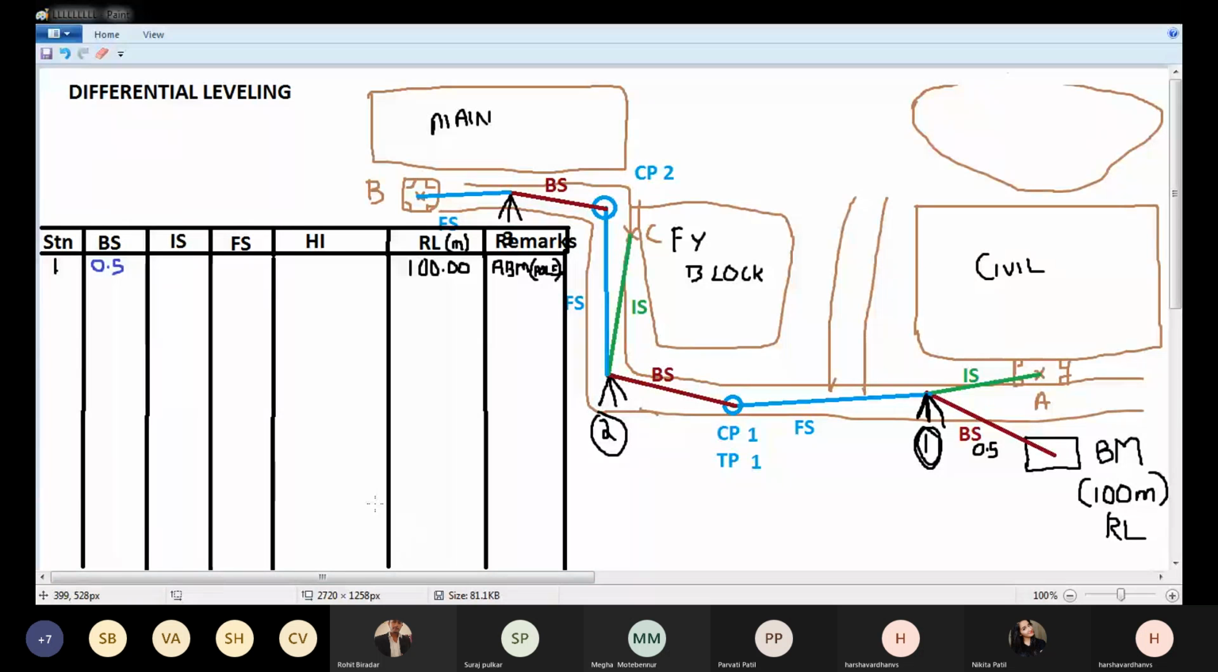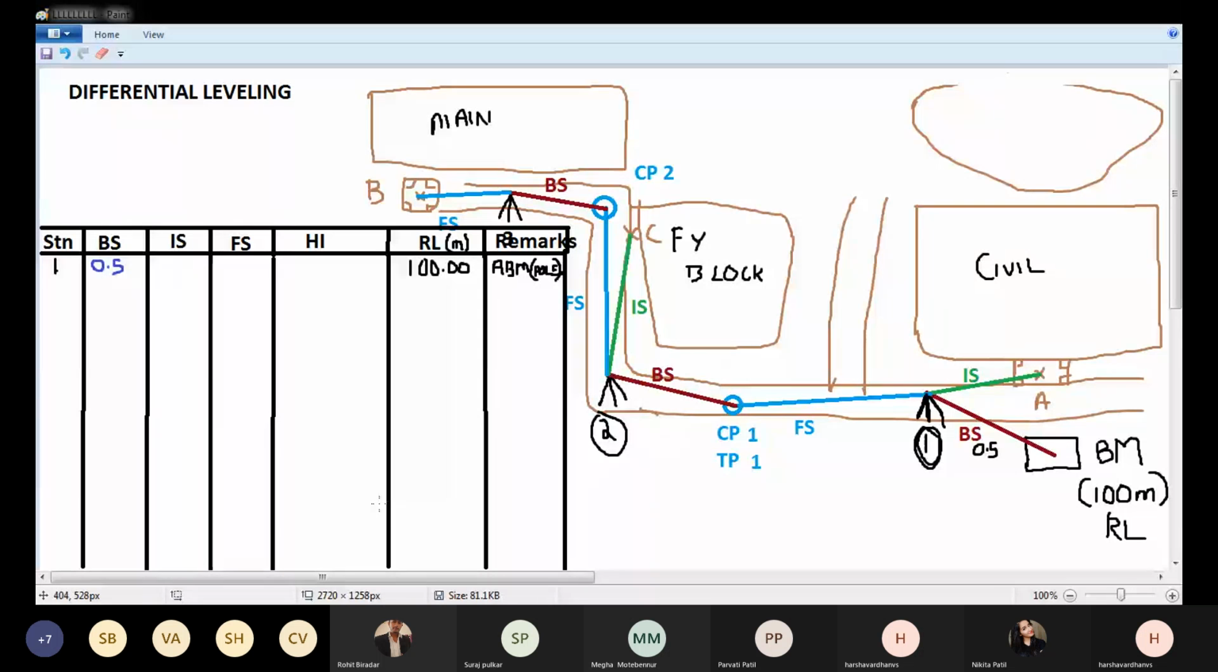Okay, I'll just repeat very briefly. Benchmark is a point whose elevation is already known. I already know what is the vertical distance of a benchmark from the datum. And if you want to find the elevation of any point, you have to keep a staff on that point and take a staff reading.